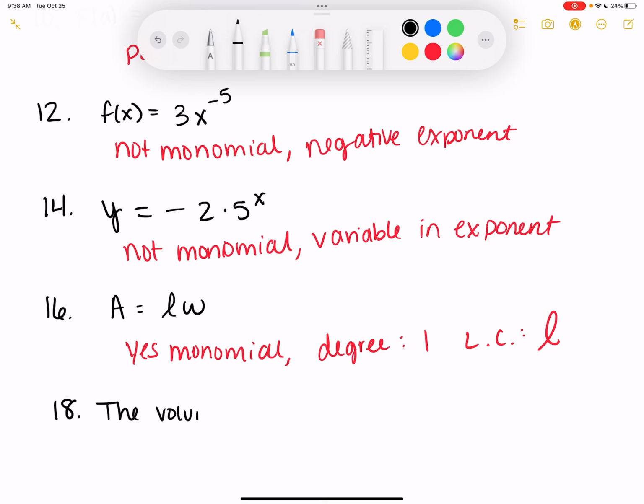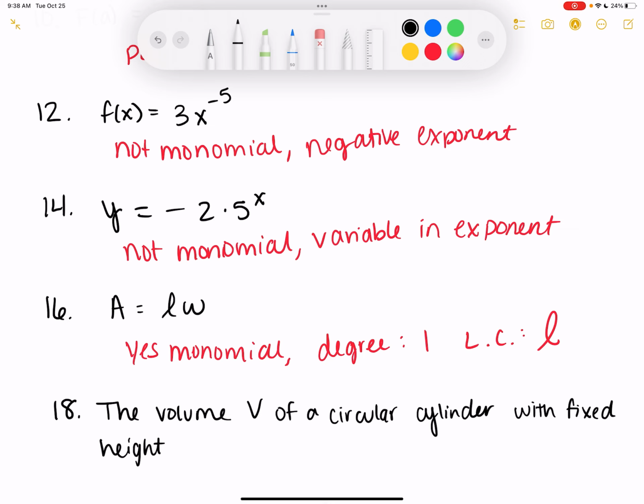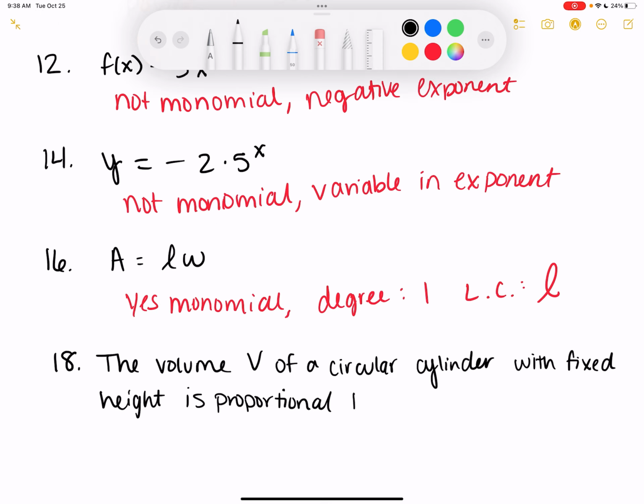The volume V of a circular cylinder with fixed height is proportional to the square of its radius.